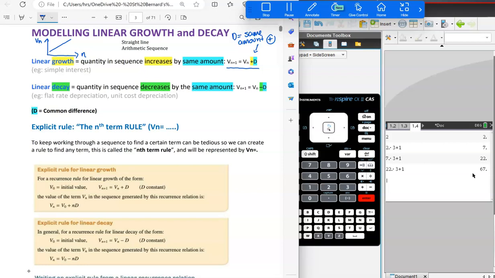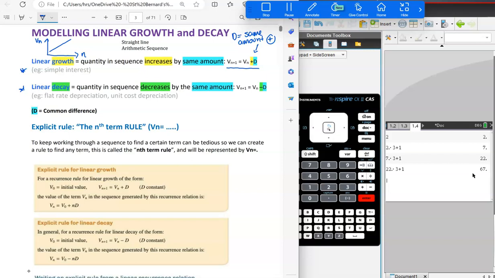Okay, and here's an example. Simple interest is an example of linear growth. When you have simple interest, you're getting the same amount added into your investment. So say you had $1,000. If you're getting just $10 added every week, that's simple interest, because the same amount is added every week.